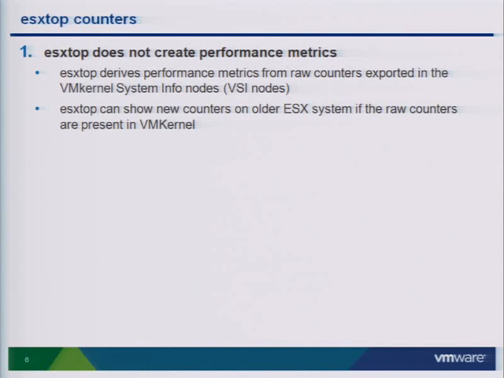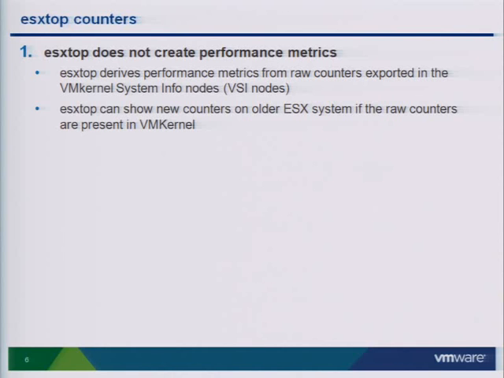So a VSI node is somewhat similar to the proc node in Linux, if you're familiar with Linux. In the proc node in Linux, you can read a lot of statistics about your Linux system. You can also change and tune the parameters of your Linux system. So the VSI node is the proc node equivalent in the VMkernel. It allows you to do the same thing. The difference is ESXTOP only reads those counters. It doesn't modify those counters.